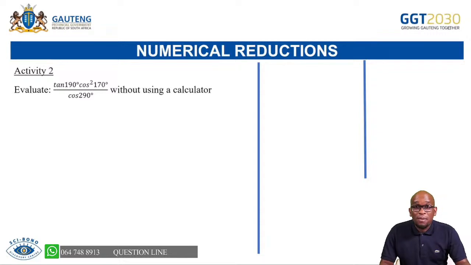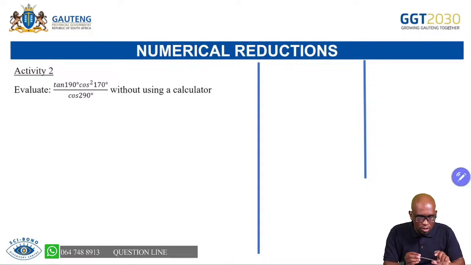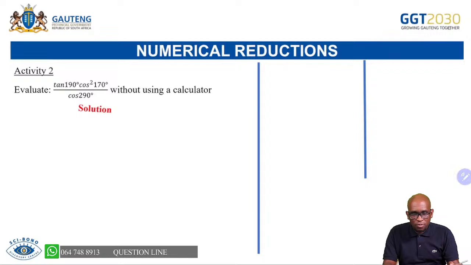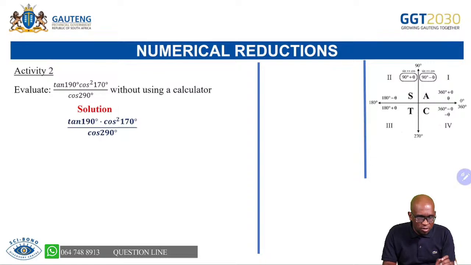Right, hello and welcome back. Hopefully you were able to work through this. Let's go through it together. Obviously, we will need our class diagram there. Let's start. You can see 190. It should be in the third quadrant. It's in the third, and in the third the instruction is 180 plus.